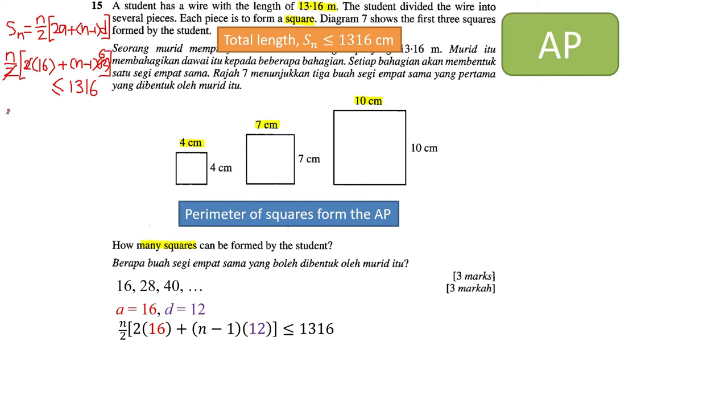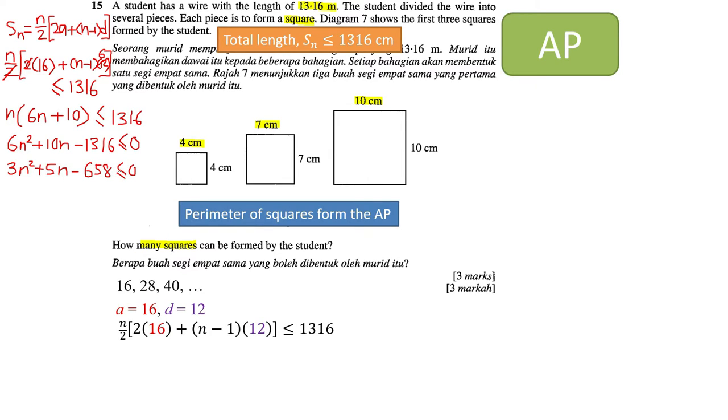And then I just expand it. 6 multiplied with n, I get 6n. 6 multiplied with negative 1 becomes minus 6. So 16 minus 6, it becomes 10, less than or equal to 1316. So now I want to expand it. I get 6n squared plus 10n minus 1316 less than or equal to 0. Before you press the calculator, make sure you simplify it first. So I divide by 2: 3n squared plus 5n minus 658 less than or equal to 0.